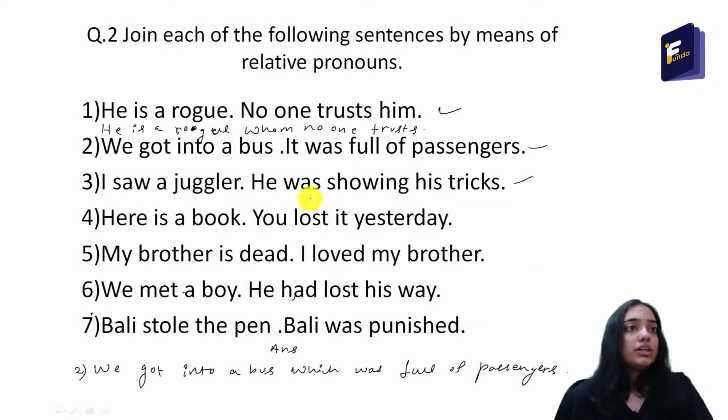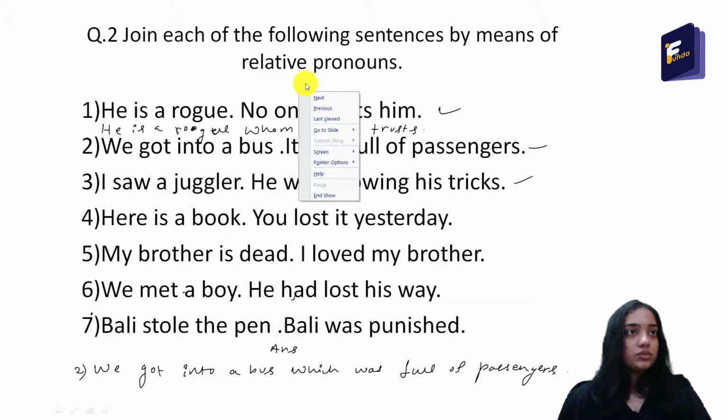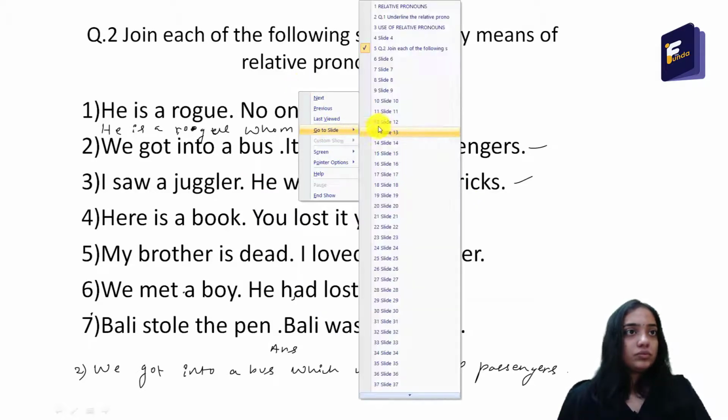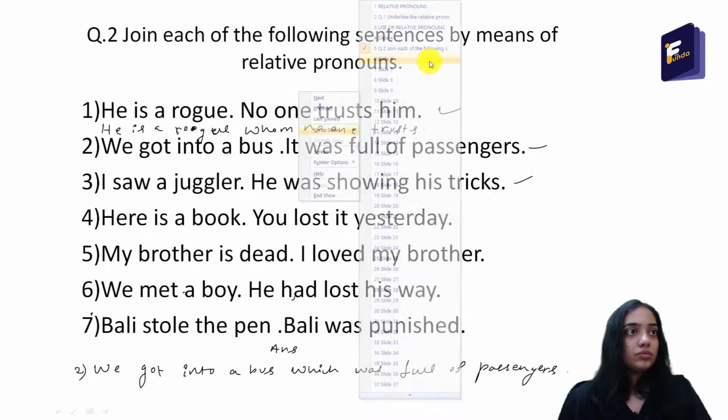I saw a juggler. He was showing his tricks. So for the third sentence, I saw a juggler who was showing his tricks.